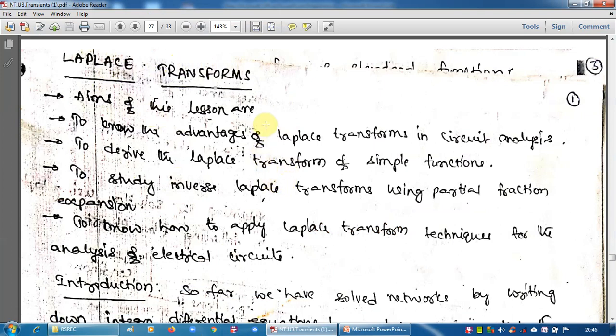As in the analysis of electrical circuits, we are getting differential equations in the form of KVL or KCL depending on the circuit that we have seen. The differential equations so far we solved by conventional method, that is determination of complementary function and particular integral. This conventional method suffers from some drawbacks. As we have seen the method, those drawbacks are these.